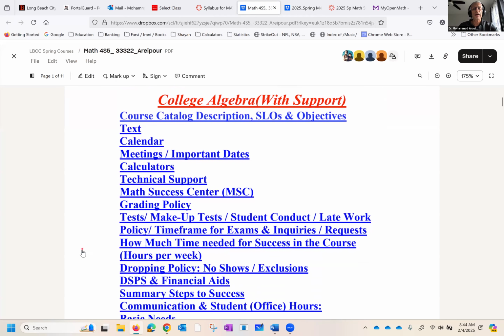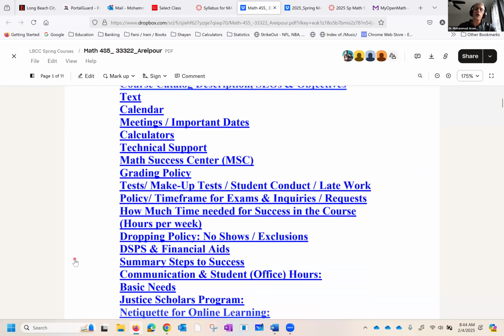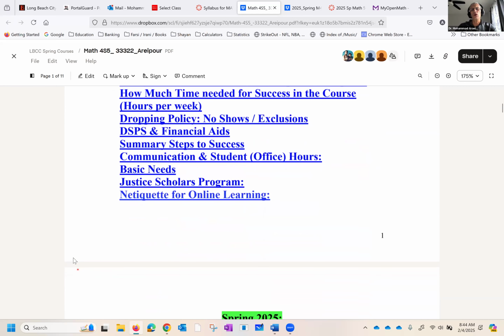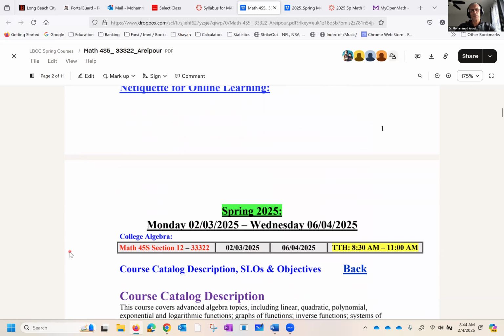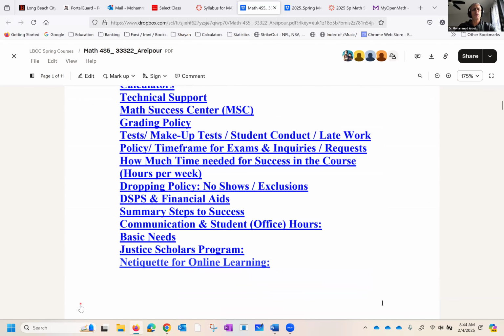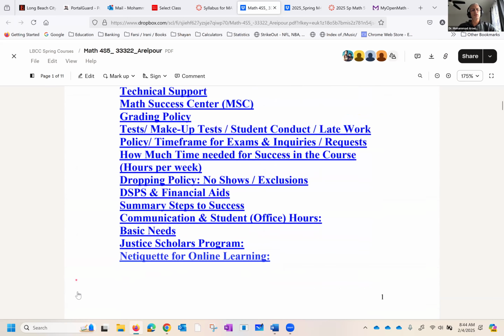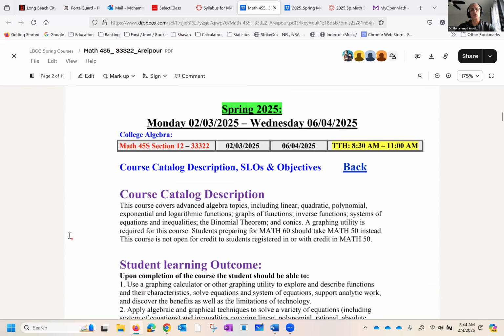I've put it in a format that you can pick a subject to learn more about. Because I know it's getting way too long, nowadays syllabi, and sometimes students don't read the whole thing, I'm going to spend a couple of minutes going over the entire syllabus. But if you want to go back anytime, you can go to a specific topic. For example, you may be interested in just the dropping policy or the grading policy, or you name it.